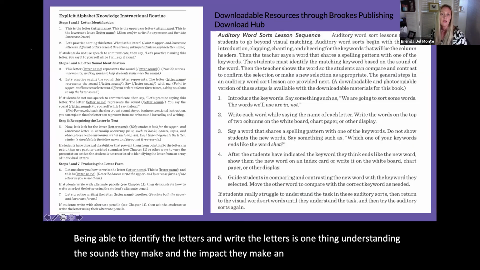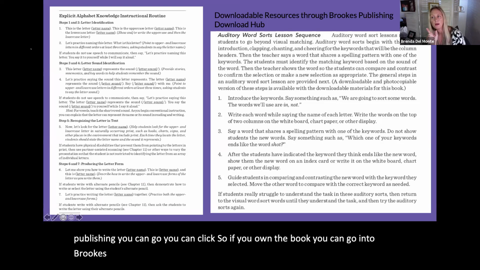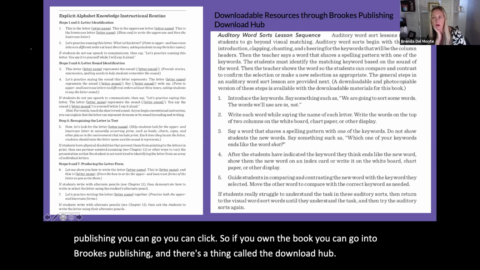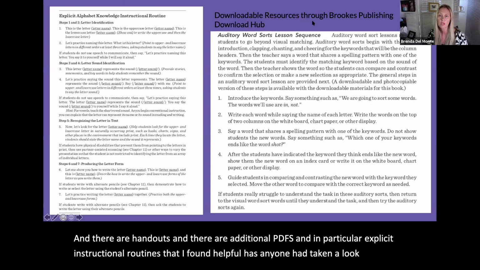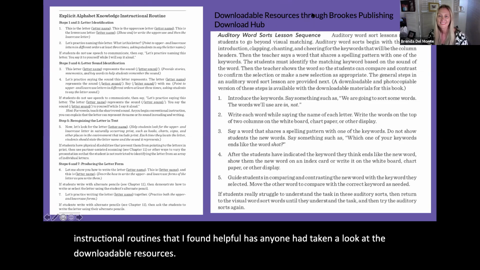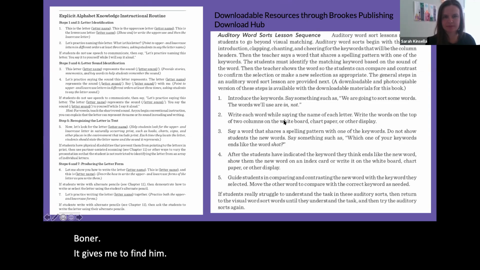I do want to point out the downloadable resources through Brookes Publishing. If you own the book, you can go into Brookes Publishing and there's a thing called the Download Hub. There are handouts and additional PDFs, and in particular explicit instructional routines that I found helpful. Has anyone taken a look at the downloadable resources? We also put the instructions in the notes from last time if you were on our first webinar, in case you need to find them. Anyone take a look at that?